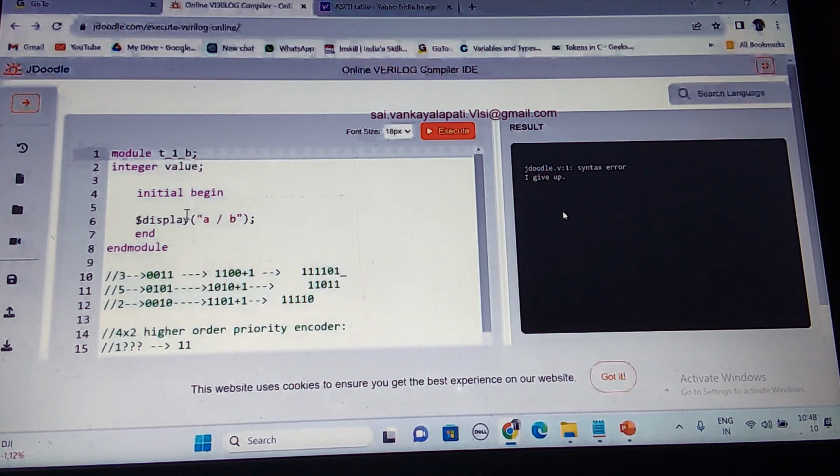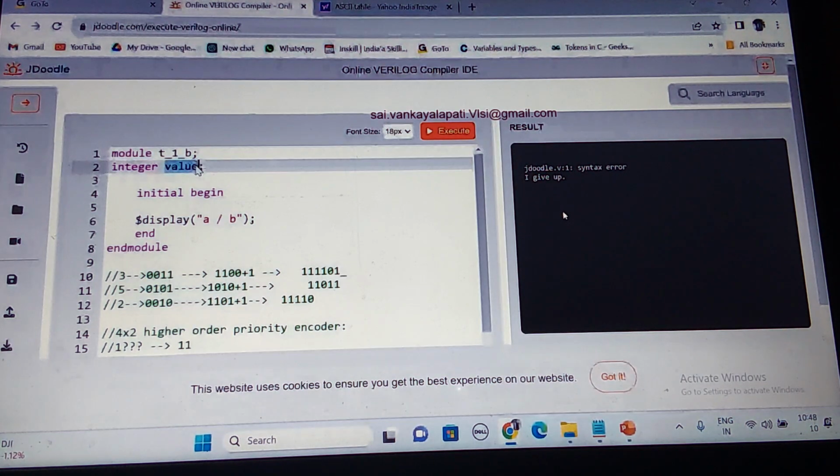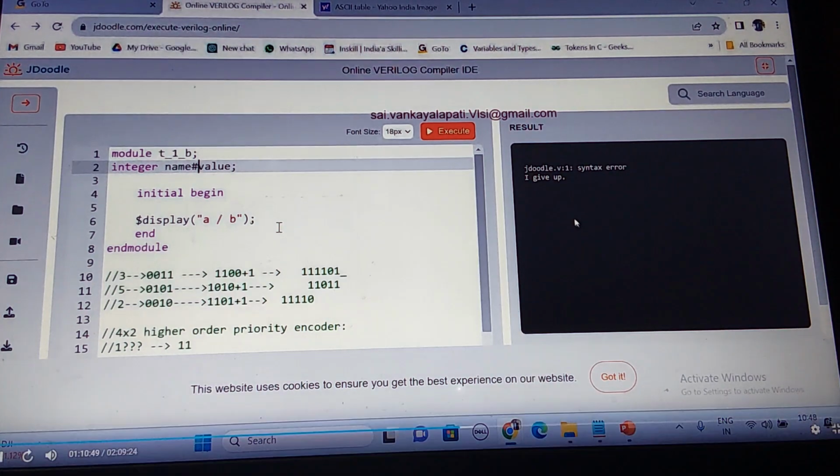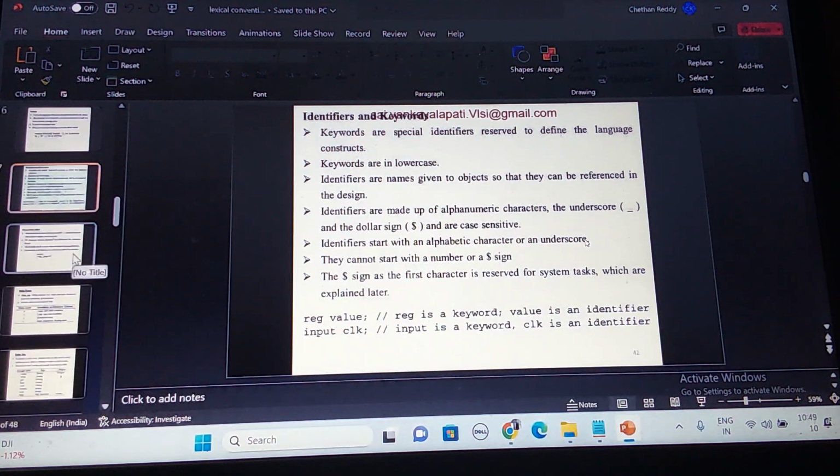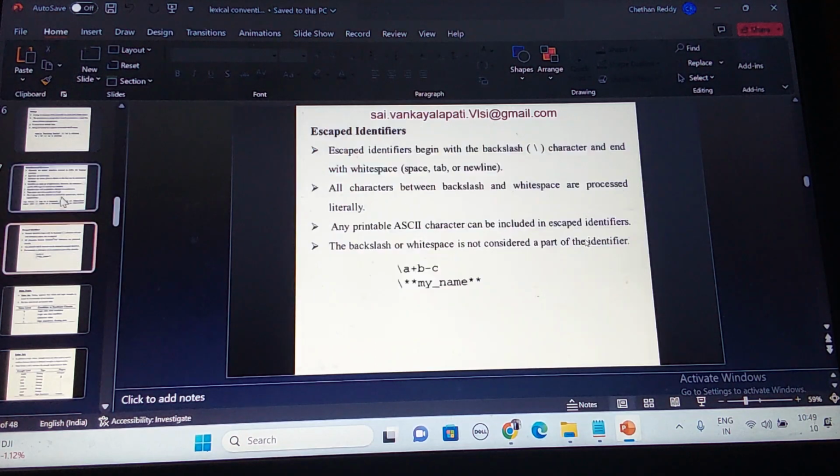You understand? Now here value is one. Again, I can write a value or I can write name underscore value. Is it a legal identifier? Suppose I'm going to write name hash value. Is it a legal identifier? No. So when you are using any identifier in your Verilog programming, you should understand the rules to write the identifiers. So with this, you will understand what the keywords are and what the identifiers are, and what the set of rules is for writing identifiers in a Verilog program. Right. Now let us go with escape identifiers.